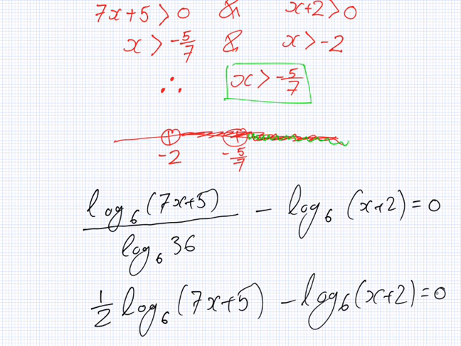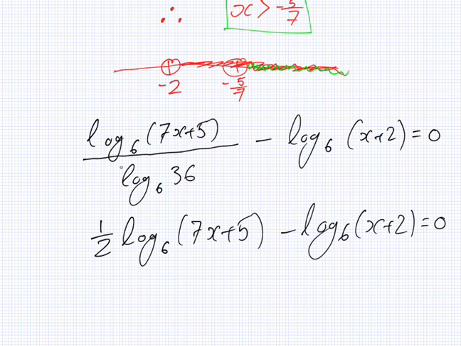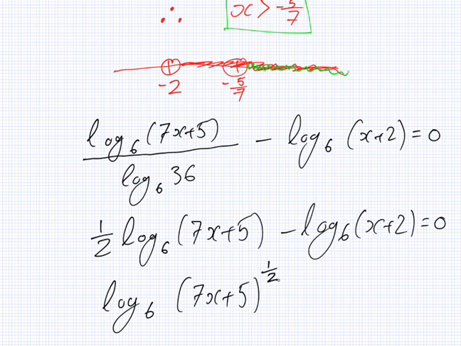Okay. What do you think I should do next here? Any ideas? So should I do something with the half, or should I bring the log to the other side? What do you think? Yeah, if you want, this half can be moved up to the power. So you get log base 6 of (7x plus 5) to the power of a half, minus log base 6 of (x plus 2) equals 0.